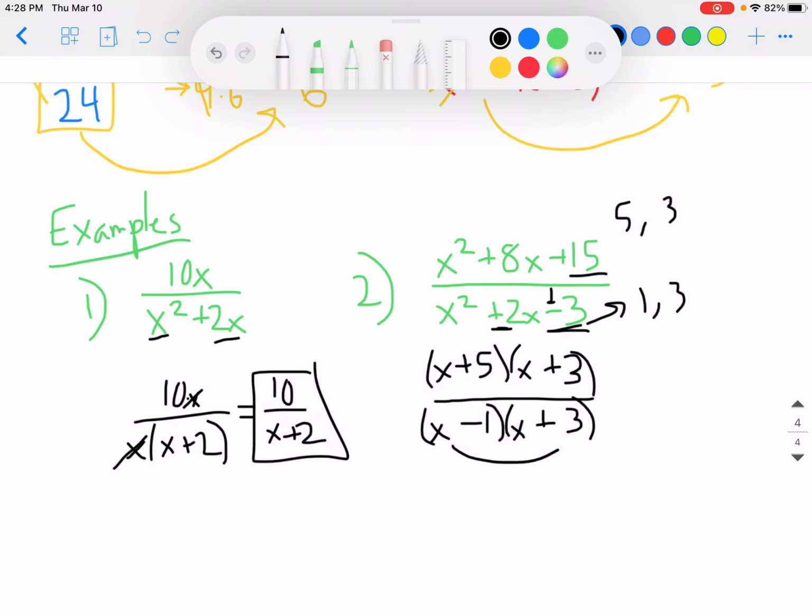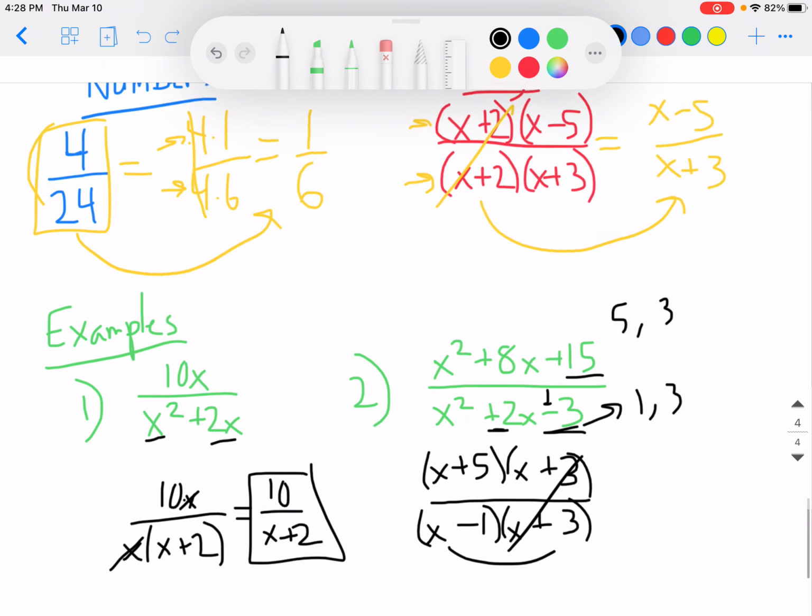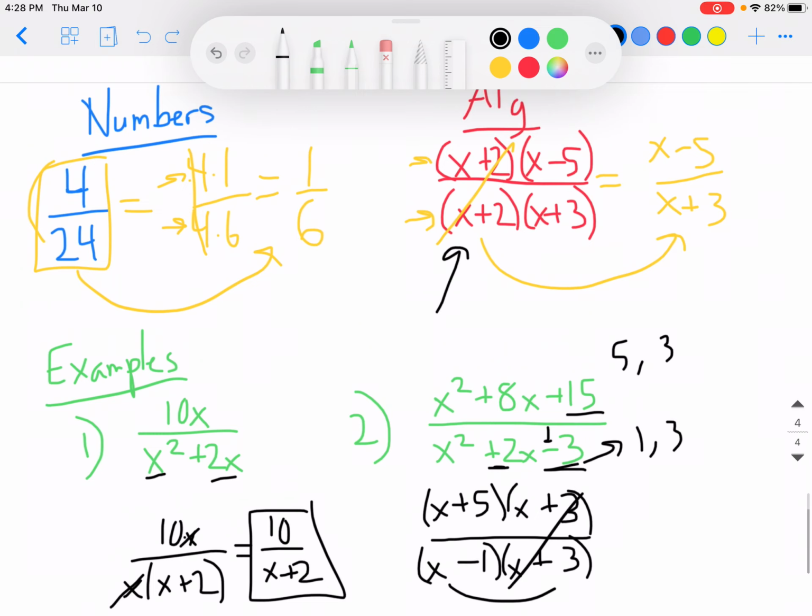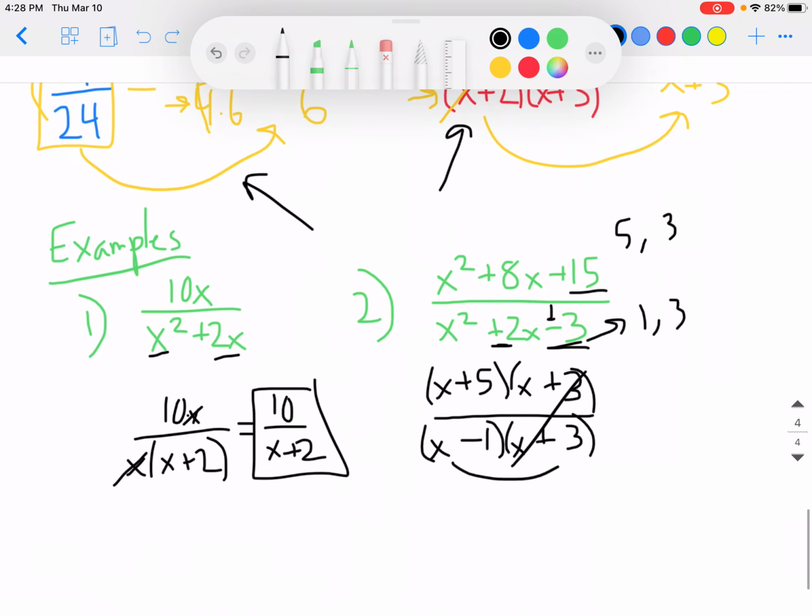Now that I've factored, I've identified a common factor. I can cross that out just like I did up here in this problem and that problem. And my final answer down here is going to be x plus 5 over x minus 1. And that's all it is.